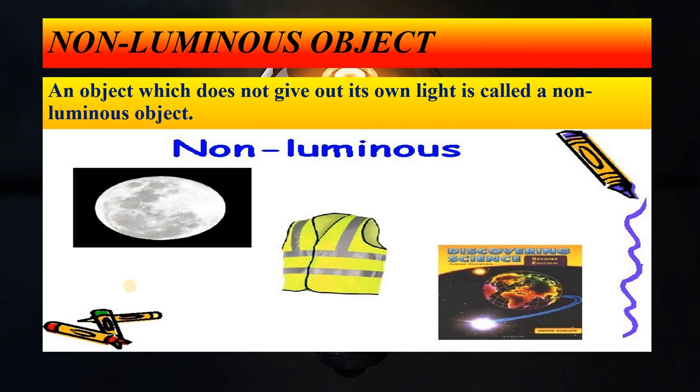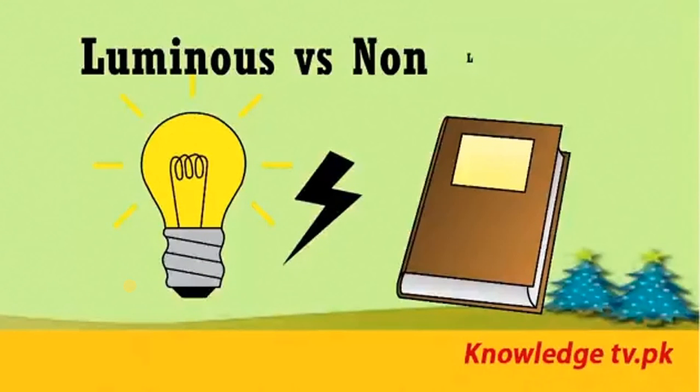They all are non-luminous objects. Why are they said to be non-luminous objects? Because they do not give out their own light. And the fact is that non-luminous objects can be seen only when light is coming from a luminous object. Okay, now you will watch a video which will make your concept more clear. Let's watch the video.